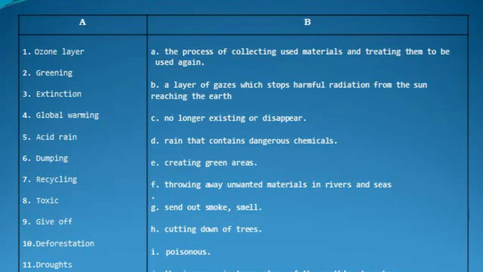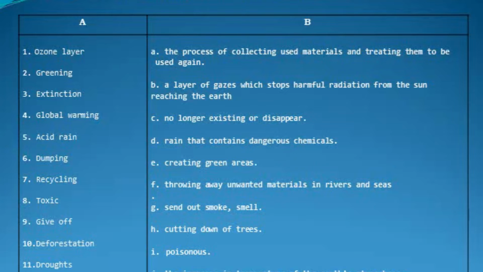The process of collecting used materials and treating them to be used again. I always tell you that there are always keywords to help you find the word that you are looking for. So first, let's find these. Number 1, we have treating them to be used again. Materials and again. So this is recycling. B, a layer of gases which stops harmful radiation. A layer, harmful radiation from the sun reaching the earth. Of course, it is the ozone layer.